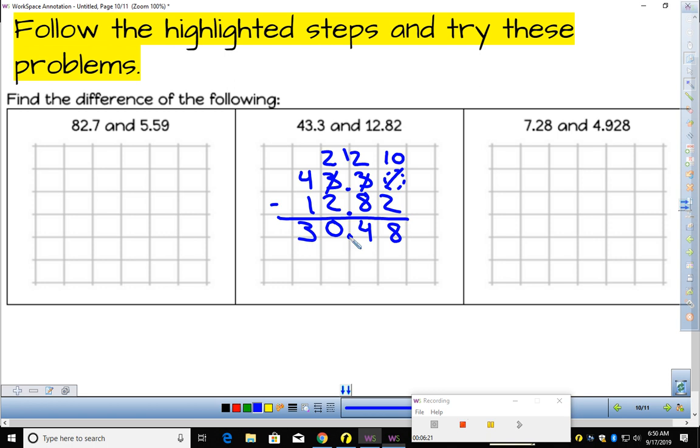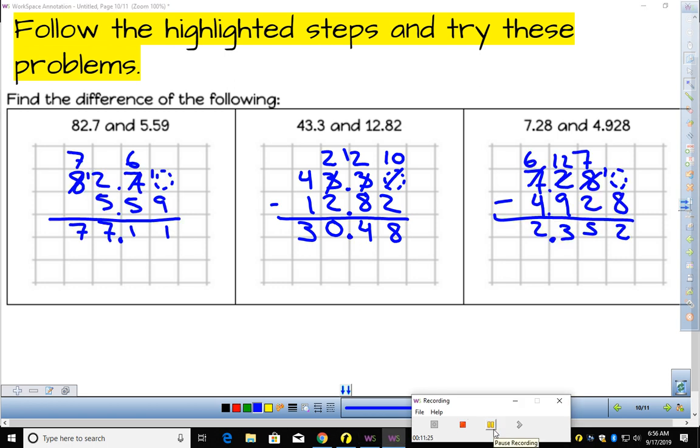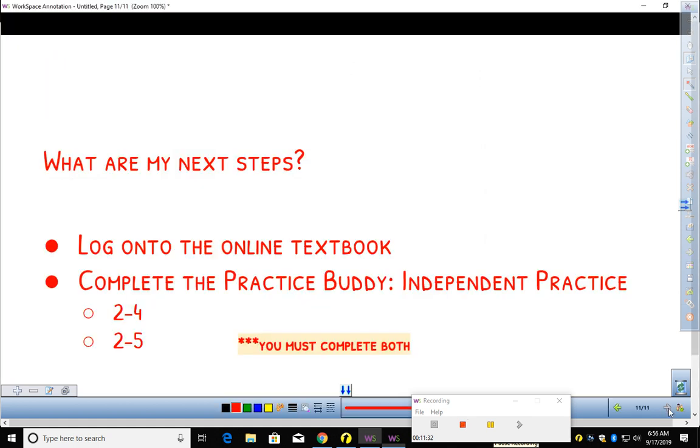Pause the screen and try the next two. There are the two answers. It's the same idea, right? I'm lining up my decimal points. It's falling straight down, right? When necessary, I'm annexing a 0, and we're borrowing. See me if you have any questions. There are two practice buddies here. One of them is adding. I think that's this one. And one of them is subtracting. You have to complete both of them. Okay, that's the goal. See me with questions, and have a great day.